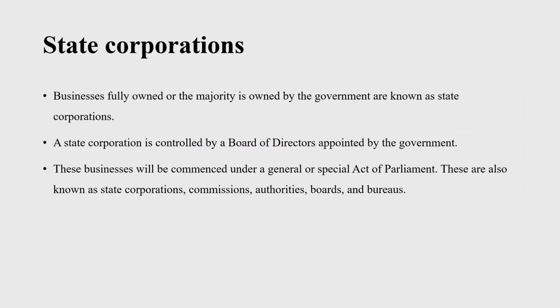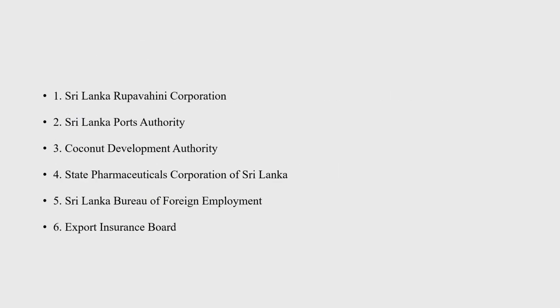State corporations. State corporations are fully or partially owned by the government and commence under a General or Specific Parliament Act. State corporations are controlled by a board of directors. We can use different names for state corporations such as commissions, authorities, boards, and bureaus. Now look at the examples of state corporations. Sri Lanka Rupavahini Corporation, Sri Lanka Port Authority, Coconut Development Authority, State Pharmaceuticals Corporation of Sri Lanka, Sri Lanka Bureau of Foreign Employment, and Export Insurance Board.